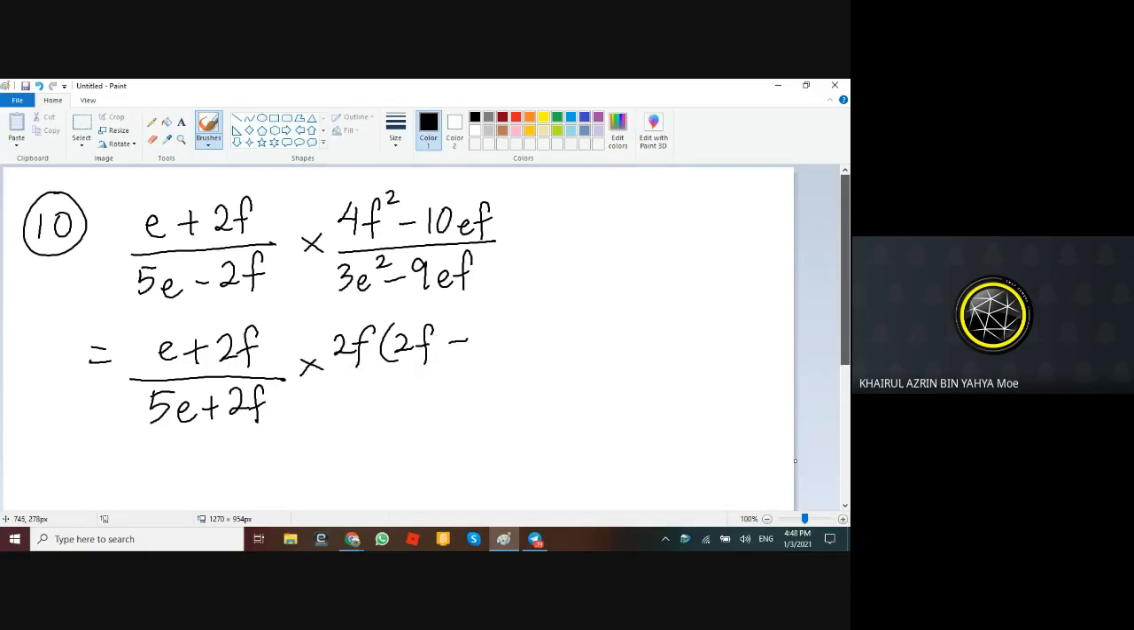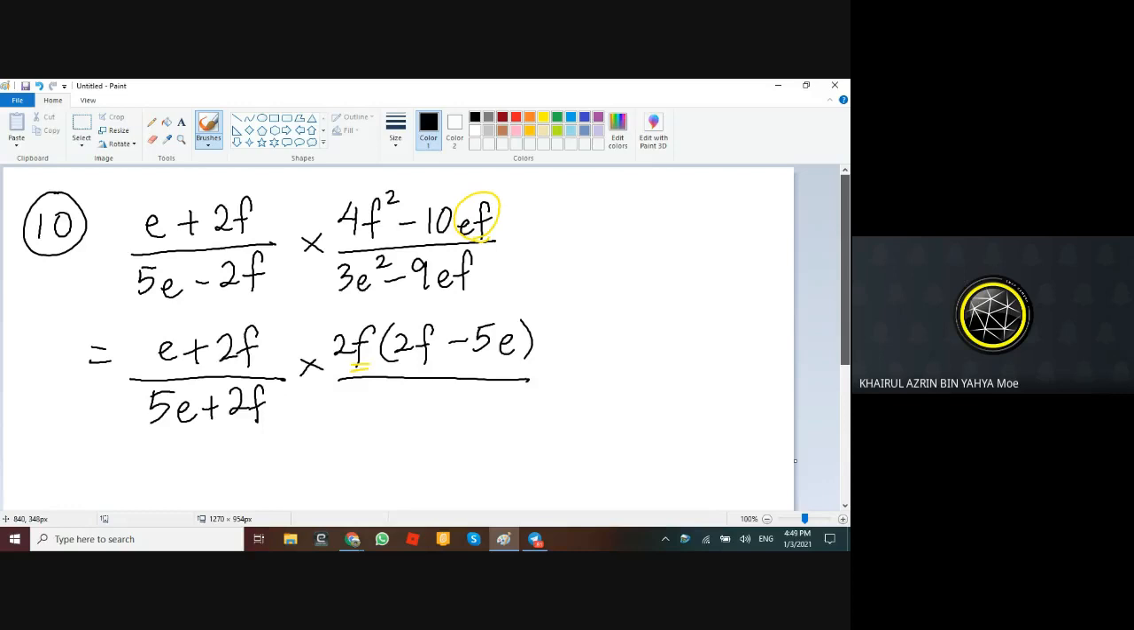So 2F times 2F equal to 4F square, minus 10. So 2 times what equal to 10? 2 times 5. Okay. And then we have EF, but here we have F ready, so we should write E here. So 2F times 5E equal to 10EF.